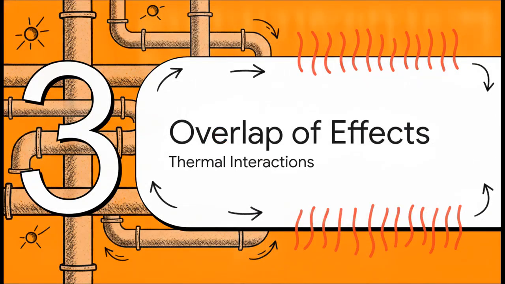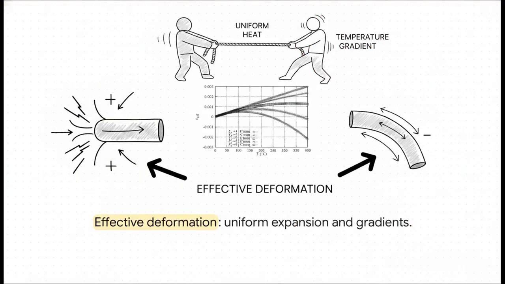Now, in the real world, things are rarely that neatly separated. So let's move to Section 3, the overlap of thermal effects. What's really fascinating here is mapping out exactly what happens when uniform expansion and thermal gradients happen at the exact same time. The pipe is trying to expand uniformly, pushing outward in compression, but that temperature difference is making it bow, which creates pulling, tensile forces.